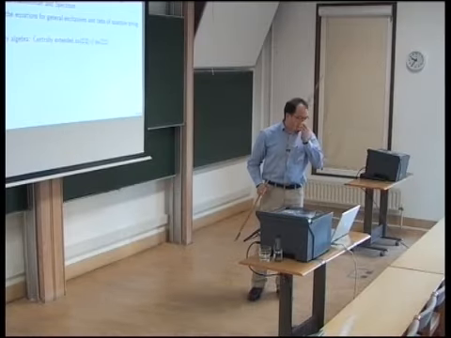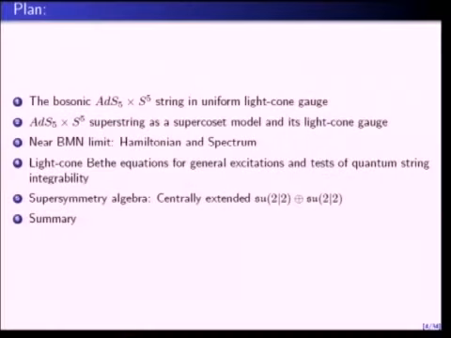Good. So the plan is that, in order to introduce you to the setting, I'll first discuss the bosonic AdS5 x S5 string in a uniform light cone gauge in a first order formalism, and then briefly guide you through the supercoset approach to the superstring in order to include the fermionic degrees of freedom and its light cone gauge, and how you can extract in the near BMN limit the free and the interacting pieces of its Hamiltonian, and then compute its spectrum in certain subsectors.